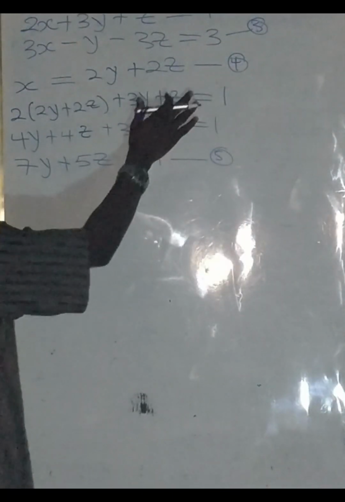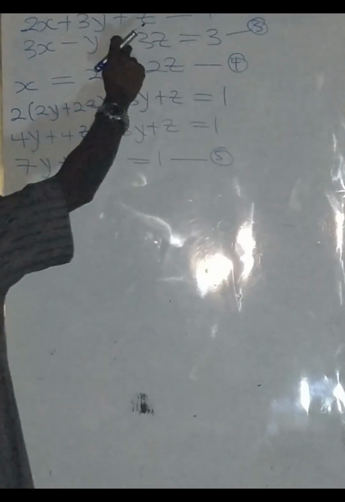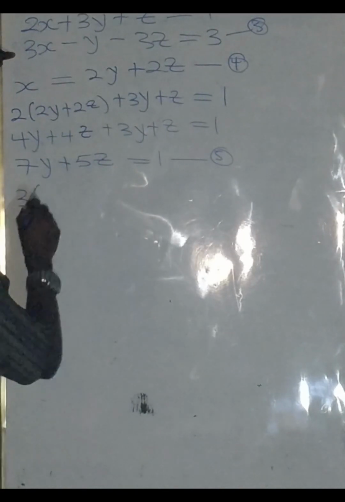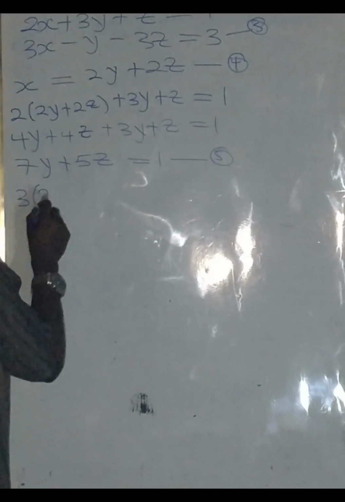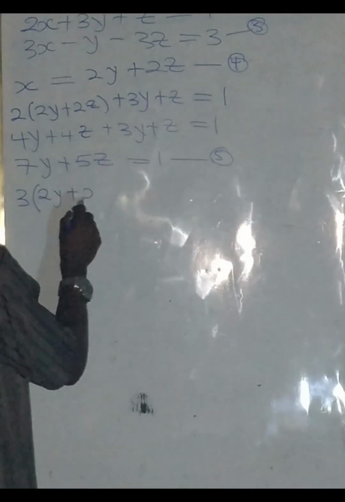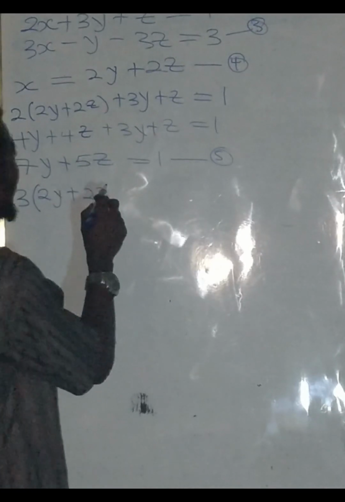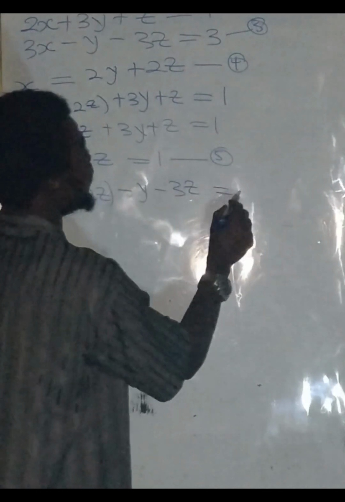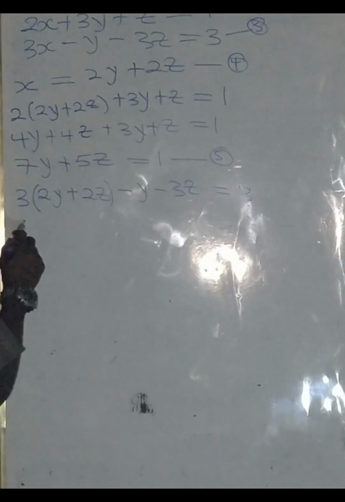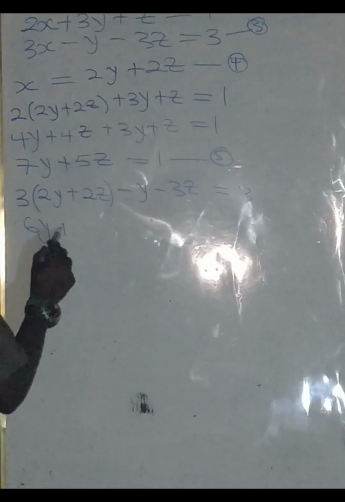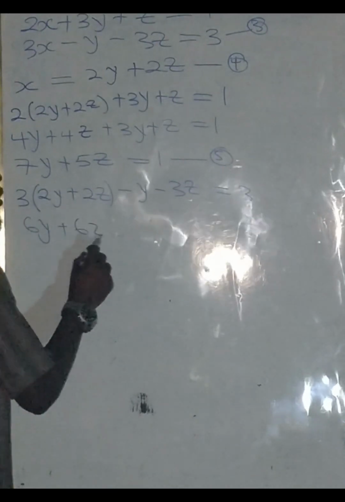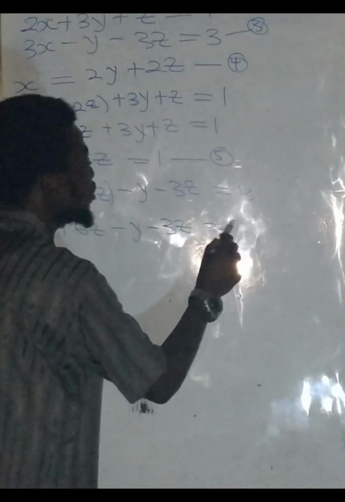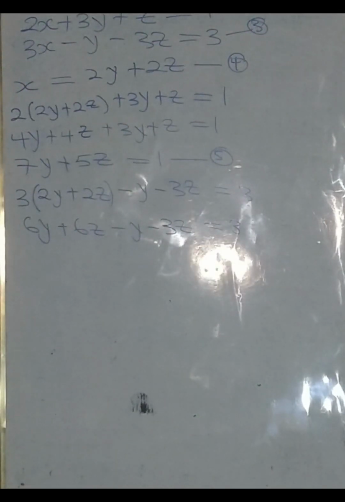Now take equation 4 and substitute into equation 3. Are we okay? Yes, sir. There we go. This is 3 times x, but we already know the value of x, right? Yes, sir. 2y plus 2z, now minus y minus 3z equals 3. 3 times 2y, what do you have? 6y, plus 3 times 2z, 6z, minus y minus 3z equals 3.